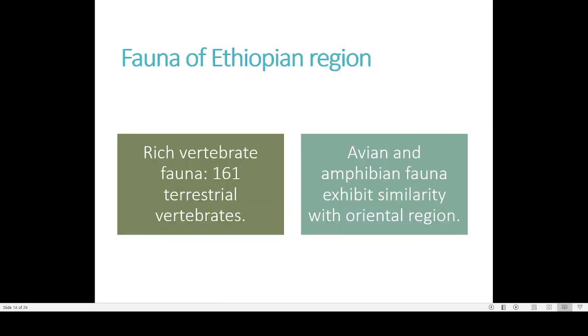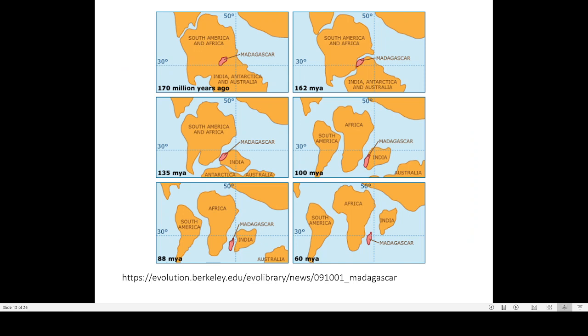Then coming to the fauna or animals of the Ethiopian region or Ethiopian realm, there is a very rich animal fauna. There are 161 types of terrestrial animals, and very high diversity of terrestrial vertebrates. Terrestrial vertebrates means land vertebrates. Then avian and amphibian fauna also exhibit similarity. Avian means bird fauna, and together with the amphibian fauna they exhibit a strong similarity with the oriental region. The reason is that these two places were once together.